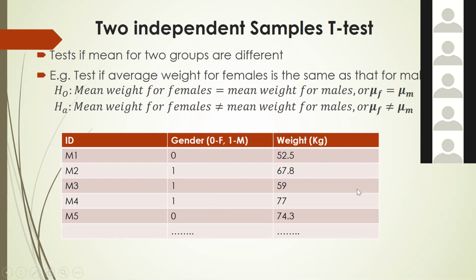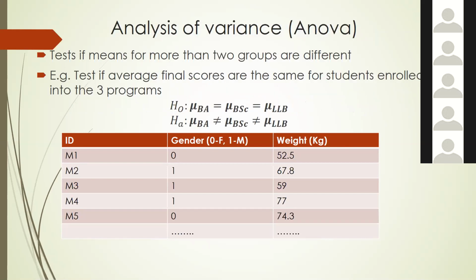If you get a p-value that is greater than alpha, then you fail to reject the null hypothesis. Then you will say the mean weight for females is actually equal to the mean weight for males. All right. So if the p-value is less than alpha, you reject the null hypothesis. It means there is a difference. If the p-value is greater than alpha, you fail to reject the null hypothesis, and you say that there is no difference. So that is how a two independent samples t-test looks like.